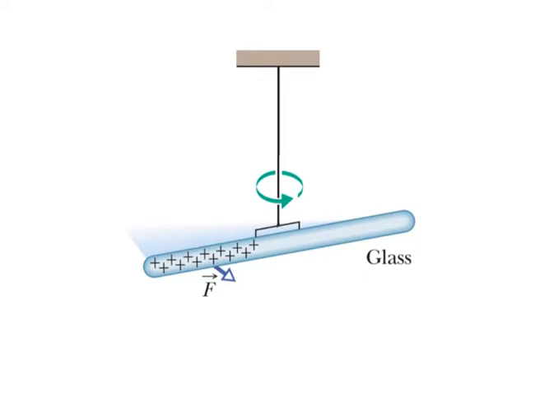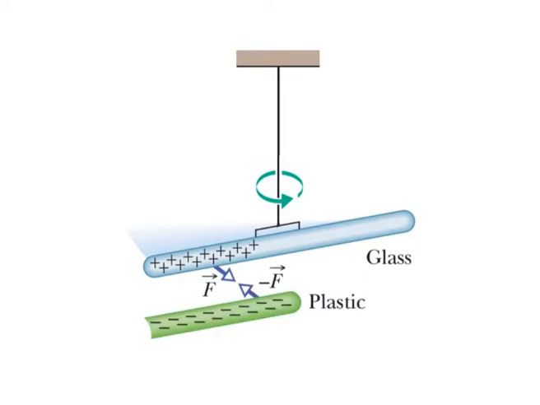Next, when we rub the plastic rod with fur, it gains excess negative charge from the fur. When we bring the plastic rod with negative charge near the hanging glass rod with positive charge, the rods are attracted to each other. All this is subtle. You cannot see the change or its transfer, only the results.